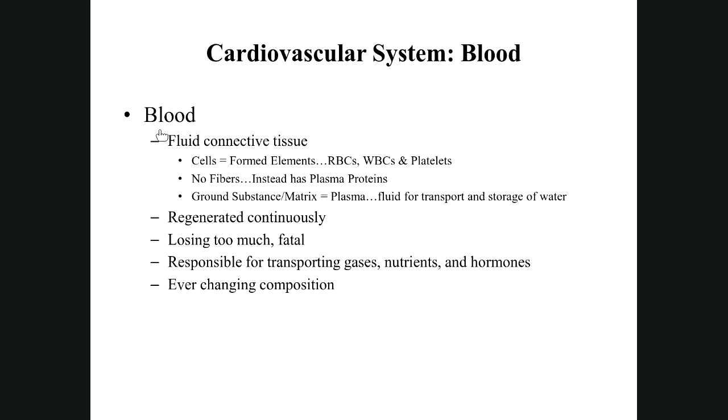Now, blood. So here are the components, right? We've got formed elements. Instead of fibers, we've got plasma proteins, and the matrix or ground substance is plasma, and that is the fluid. Now, we are continuously regenerating our blood. We have approximately 25 trillion red blood cells in our body. So we're constantly regenerating the blood cells. We're constantly adding and taking away from the fluid composition of the plasma. And so we're constantly changing and regenerating this blood.